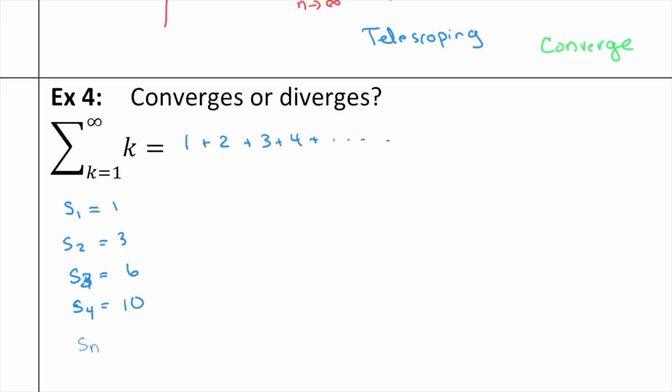Now, if you think about Sn, this looks like Gauss's work, and we know that that will add up to n times n plus 1 divided by 2. And when we find the limit as n goes to infinity for this partial sum, you will get infinity, which is not a number. So we then know that this infinite series will be divergent.